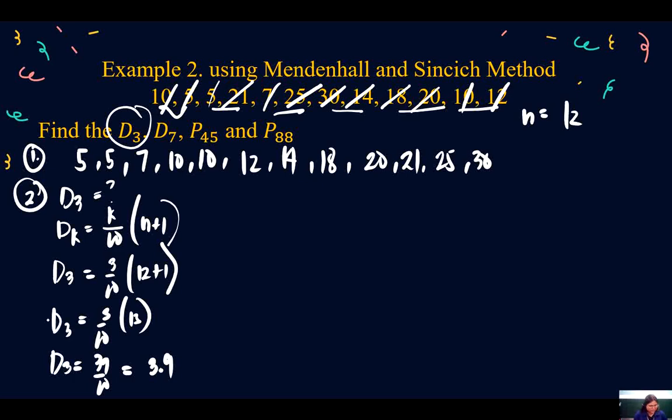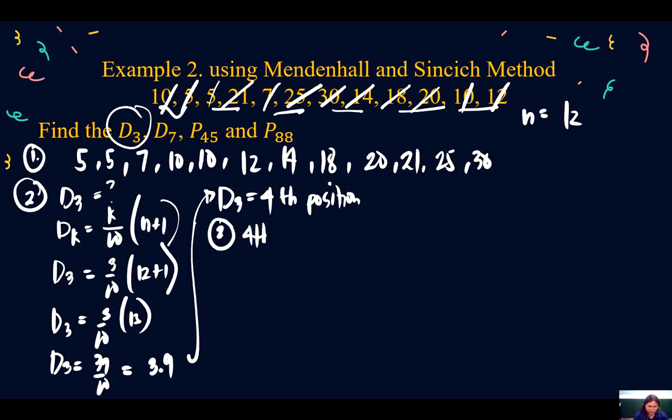Okay, for the decile we're just going to round off. So if it is 3.9, class, it becomes 4. So that means the fourth position. Okay, what is the value of the fourth position? Let's count, let's change the color. So here is 1, 2, 3, 4, 5, 6, 7, 8, 9, 10, 11, 12. So the fourth position is 10.